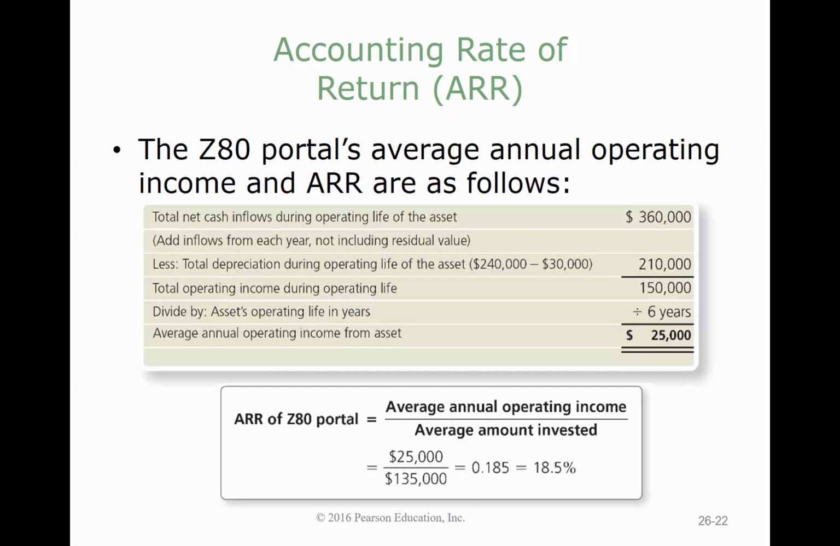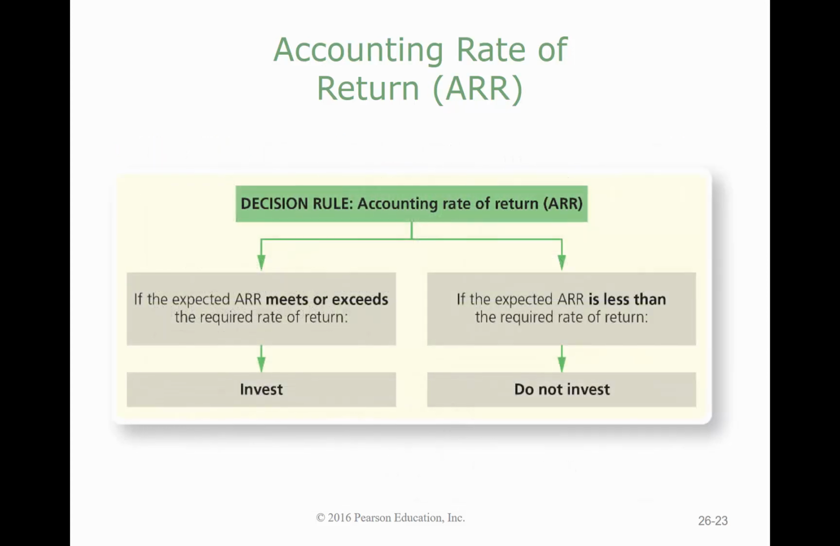You can do the same on the Z80 portal. Net cash inflows, so you added up all the inflows, minus the total depreciation, gives you the total operating income. Divide that by its useful life, gives you an average of $25,000 a year. Divide that by the amount invested, you get 18.5%. So it's like anything else in this class, right? The math isn't super hard. It's the classifying it and knowing which number to pull from where to use that always gets confusing.